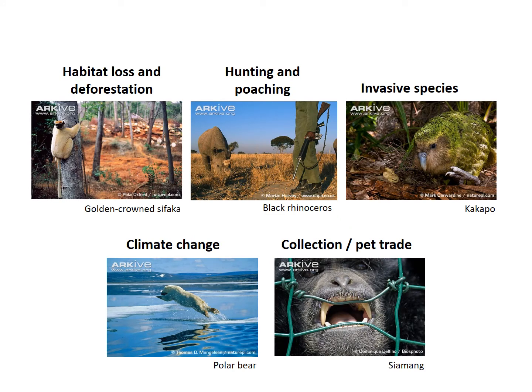So there's just some pictures to go with those things that we've just talked through there. You can see an invasive species there, the kakapo. Obviously rhinos, black rhinoceros get hunted.